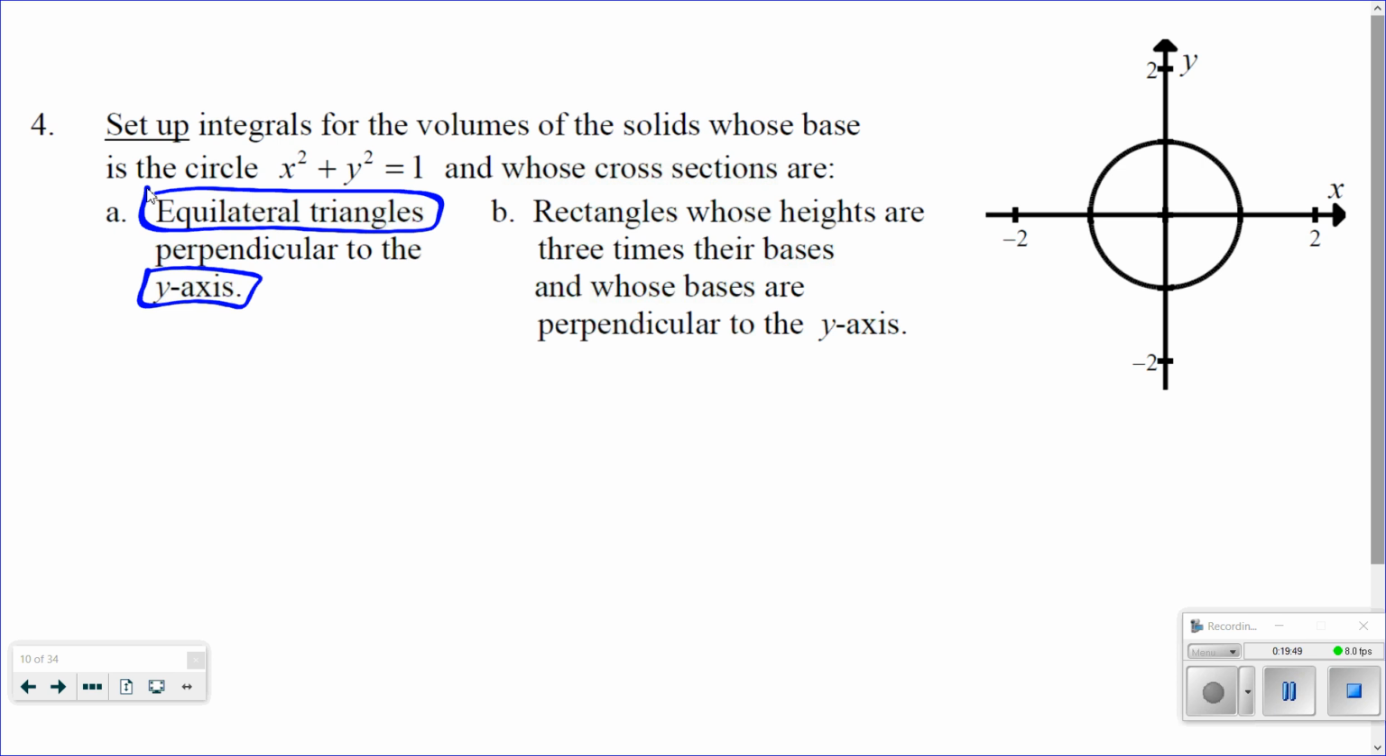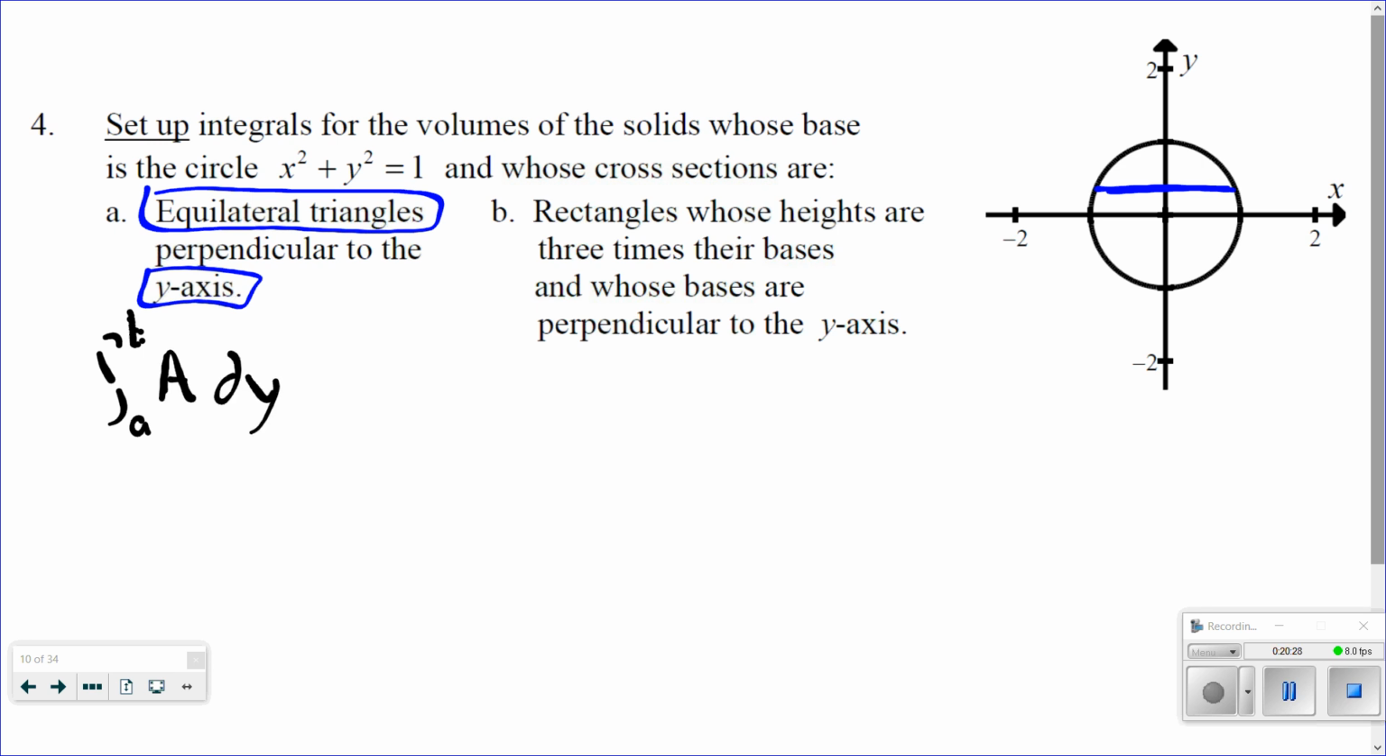So this first one, right, we want our cross sections to be perpendicular to the y-axis. This is a little bit tricky because there's only one equation. But if we solve for either x or y, that will actually give me two equations. When I take the square root, I'll end up with a plus or a minus. Since we want it perpendicular to the y-axis, we want our integral to be in terms of y. So I'm going to go a to b of the area dy.